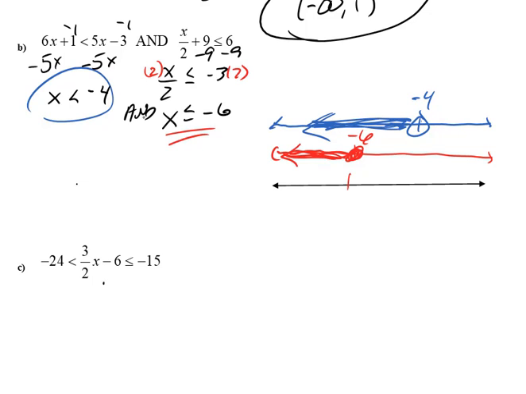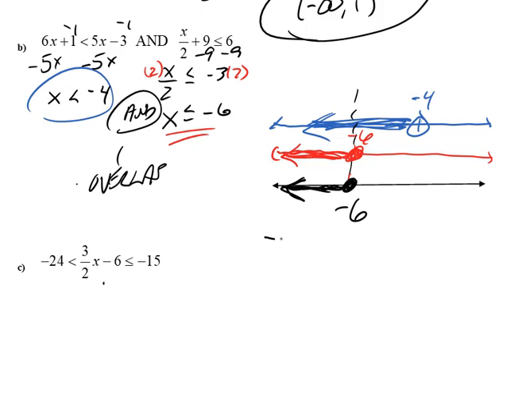And now the AND connector, we're basically looking for the intersection of these two sets, or the overlap. So the overlap is going to occur from -6 or from -infinity to -6. So with the closed circle at -6, everything to the left. And the interval notation would be -infinity to -6 with the bracket.